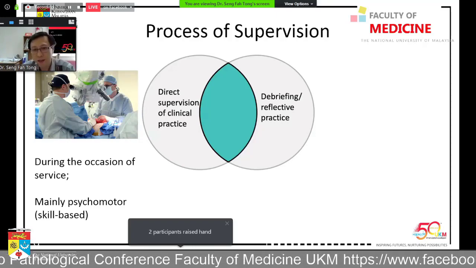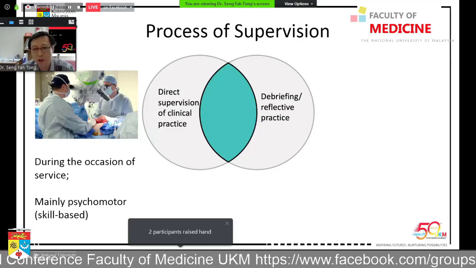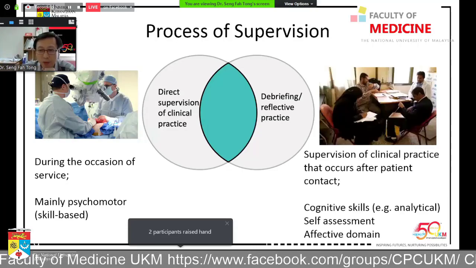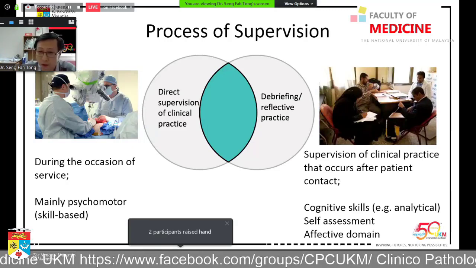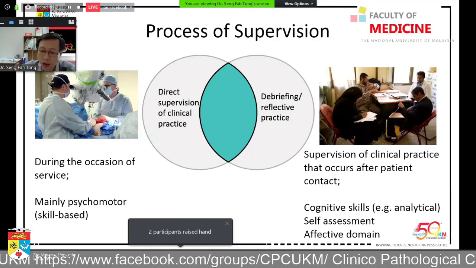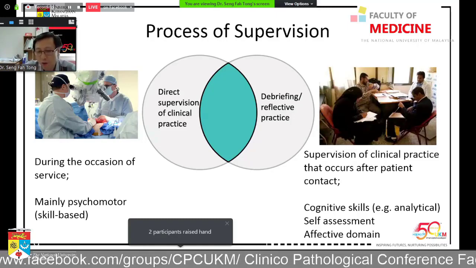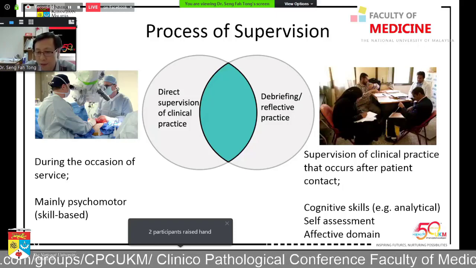And on the other side is debriefing and reflective practice, which I think Prof. Ismail Saidun has talked a little bit about. This is the time where the supervision can be after clinical practice, or I put up here after clinical practice, but it can be before clinical practice, where we discuss cases. This is a lot of time emphasizing cognitive skill, for example, clinical reasoning, analytical skills.